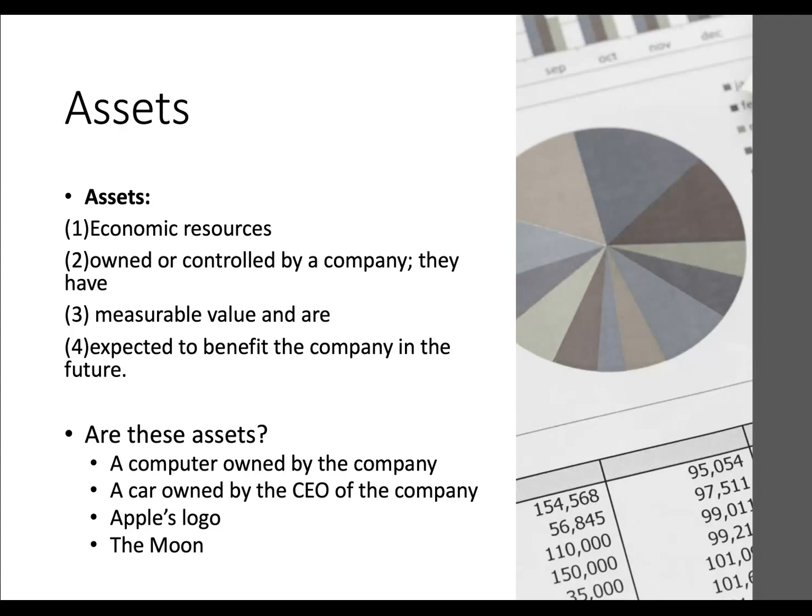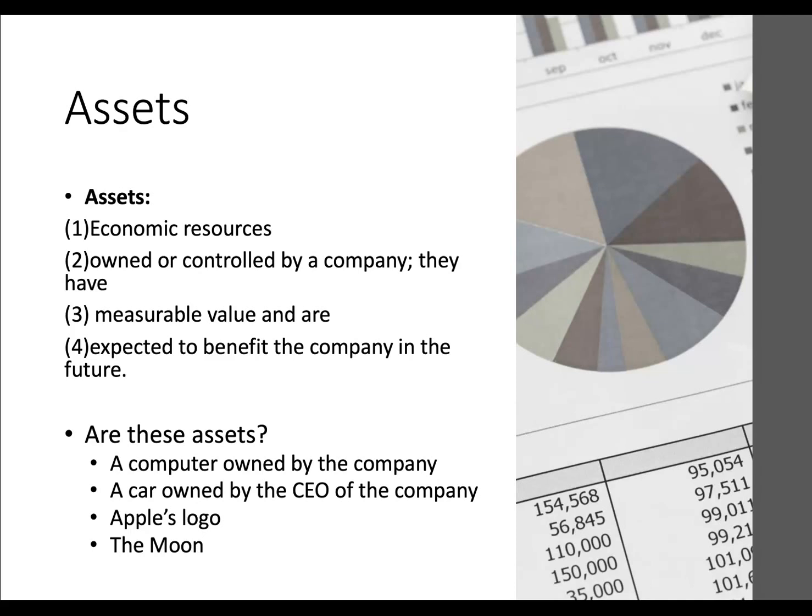All right, the first item, a computer owned by the company. Is this an asset? The answer is yes, because 1, it's an economic resource that the company needs to run its business. 2, it's owned by the company. 3, it has measurable value. Remember historical cost? You acquire the computer at some cost. Finally, it would be expected to benefit the company in the future because the company is going to use the computer in its operation and generate profits from it. So a computer owned by the company is an asset.